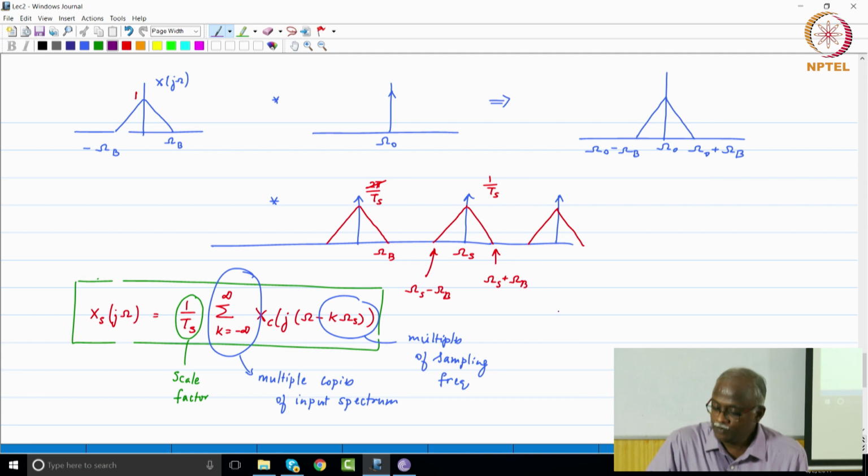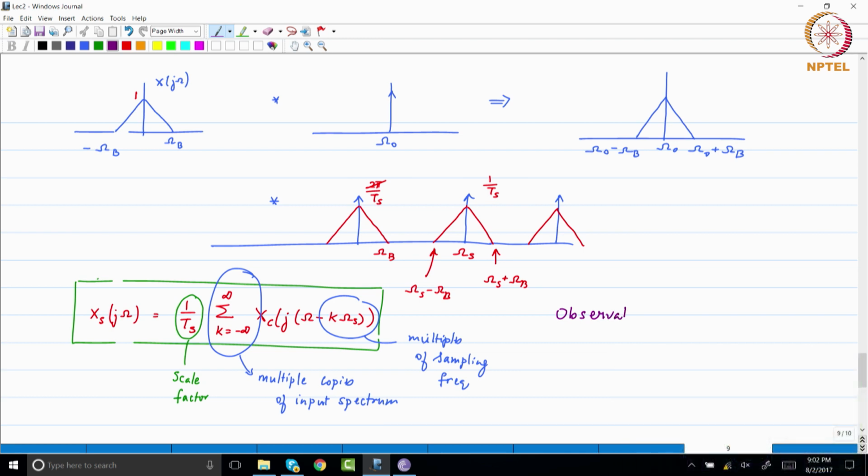diagram. So, observation. Now, what should be the condition that the images do not overlap? So basically look at this portion of the spectrum. Omega S minus omega B is the lower edge or the trailing edge, and the leading edge is omega B. If this is strictly greater than omega B, then there is no overlap. Am I right?